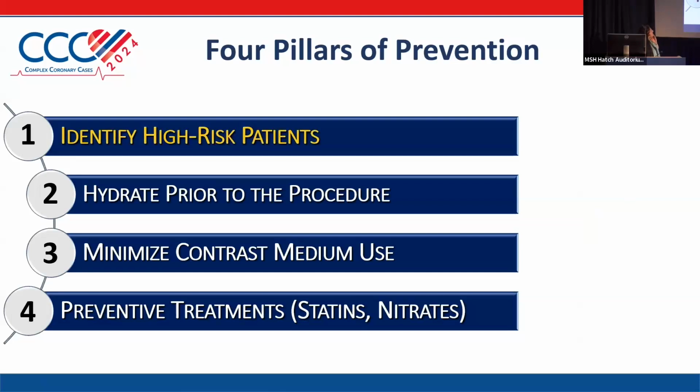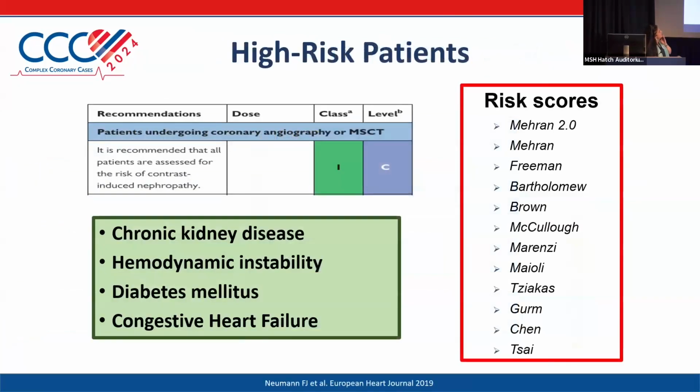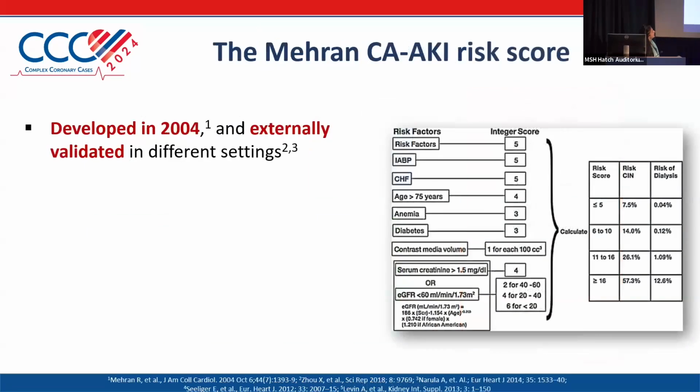So identifying the high-risk patient comes with knowing some of these risk scores. Look at all the risk scores. I've developed 2. And the one that obviously has been most validated is my first risk score, which is Mehran. But Mehran 2 is an updated risk score, which I'll go over with you. But it is part of the class 1 recommendations to evaluate the risk of the patient. And that's chronic kidney disease, hemodynamic instability, diabetes, and congestive heart failure, if you don't want to learn my risk score. But let me tell you about this risk score.